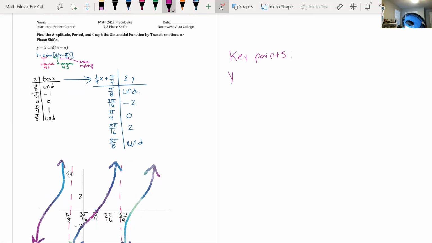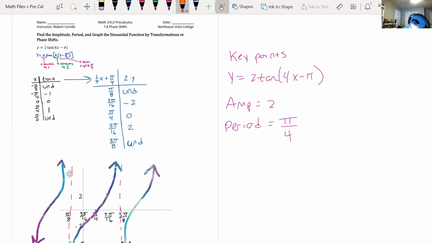I'll rewrite the function y equals 2 tangent 4x minus pi. Amp, tangent doesn't really have an amp, but we'll put 2. It's more of a stretch. And then period. Here's where we have to be careful. Since it's tangent, are we using 2 pi or pi? Pi. So period will be pi over omega. So we're going to get pi over 4.